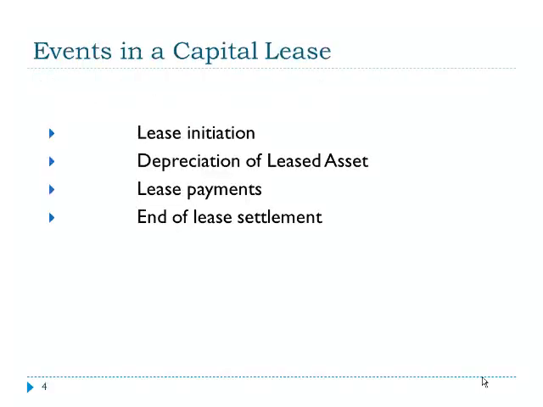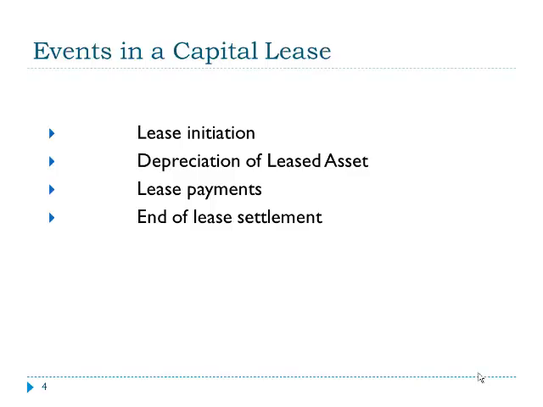The events in the capital lease are the following. First, the initiation of the lease. At the time that the lease is initiated, the leased asset is placed on the books of the company as well as the lease obligation for the future payments. Second, as the leased asset is used, it's depreciated by the lessee. Throughout the life of the lease, we also have lease payments being made to pay for that asset. And then at the end of the lease, we'll have some kind of settlement, either returning the leased asset back to the lessor or retaining that leased asset.